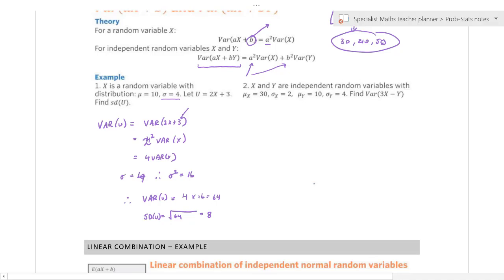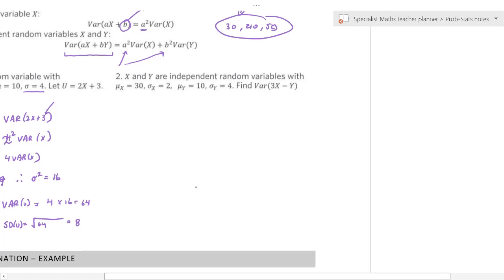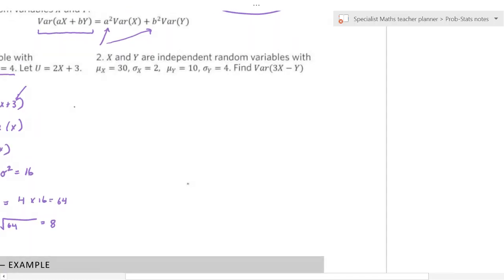Hooray! It's not that bad, is it? Now, I'm not sure if you even do this sort of linear combination in Methods. I don't think you do, but maybe someone can let me know. Now, X and Y are independent variables with blah, blah, blah. Find the variance of 3X minus Y.